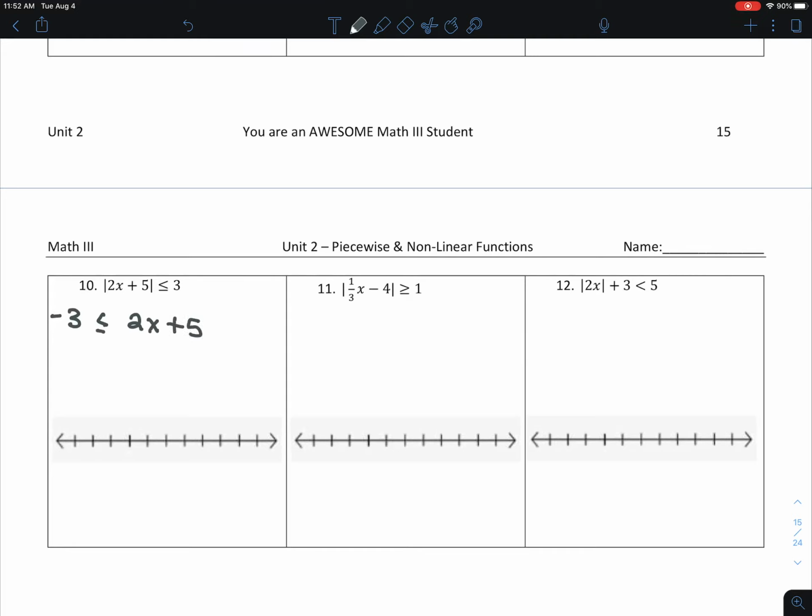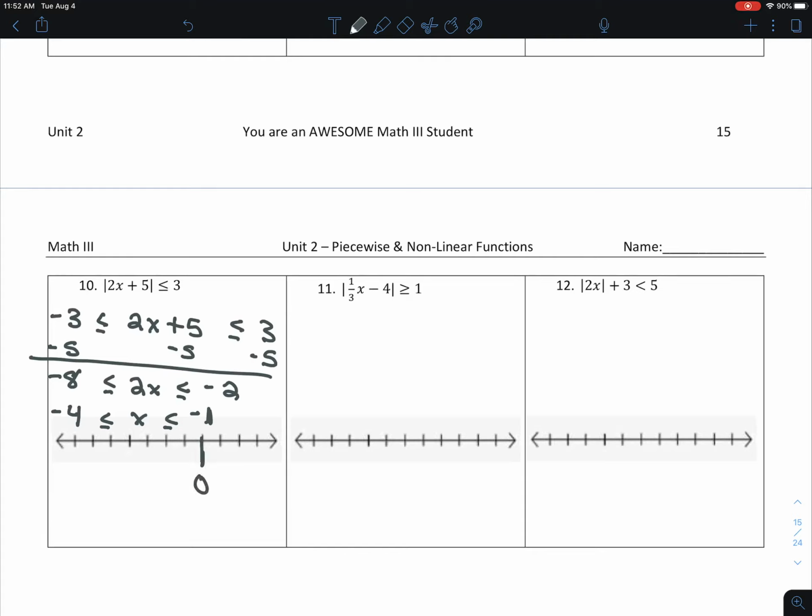This is less than, so we're going to have negative 3 is less than or equal to 2x plus 5, which is less than or equal to 3. Subtracting 5 from all sides, we get negative 8 is less than or equal to 2x, which is less than or equal to negative 2. So we get negative 4 is less than or equal to x is less than or equal to negative 1.